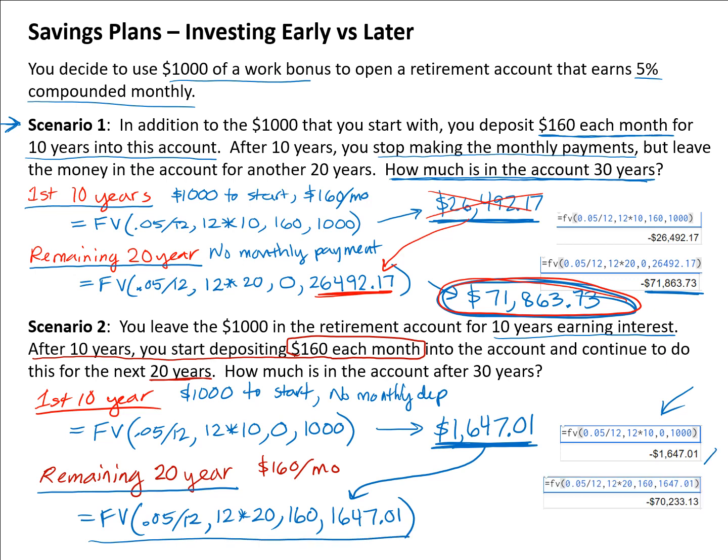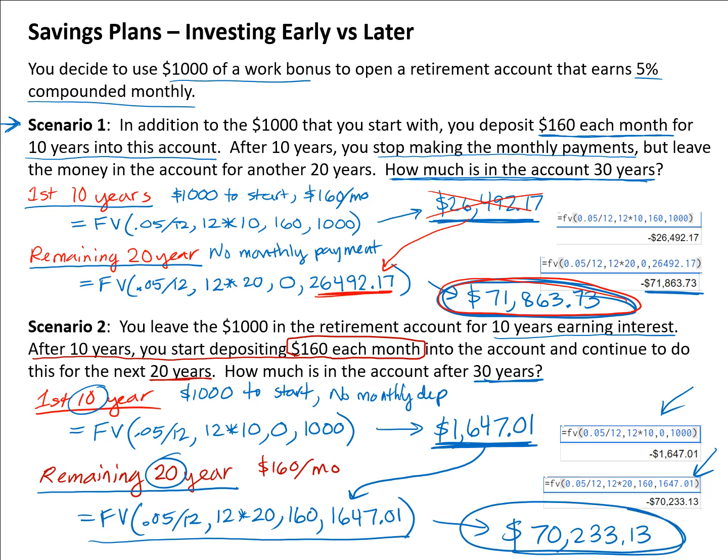So we're going to plug this in to our spreadsheet. Here's a screenshot of that. And I used Google Sheets, and Google Sheets returns that I end up with $70,233.13 in the account after 30 years. Okay, it's 30 years because I went 10 and then 20 more. So that's how much I have at the end of all 30 years. Remember, it incorporates the 1,647, so there's no reason to add that in. That's all incorporated in. All of my deposits as well as the amount that I earned in interest, both in the first 10 years and in the remaining 20.